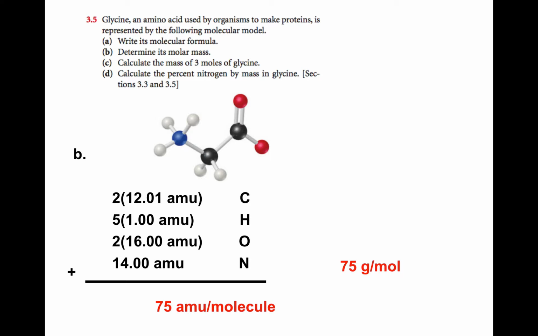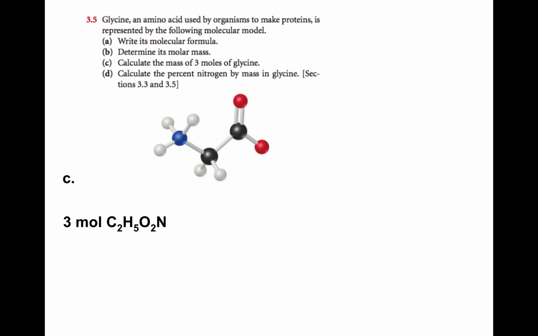C, calculate the mass of 3 moles of glycine. All right, so now that I know what the molar mass is, that's for 1 mole of glycine. If I've got 3 moles of glycine, I can use the molar mass as a conversion factor to go from moles of glycine to grams of glycine. So when I multiply across, moles cancel, and I'm left with how many grams I'd have if I had 3 moles.